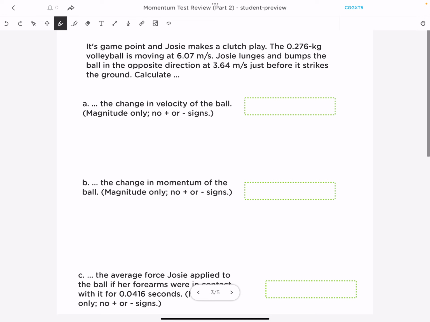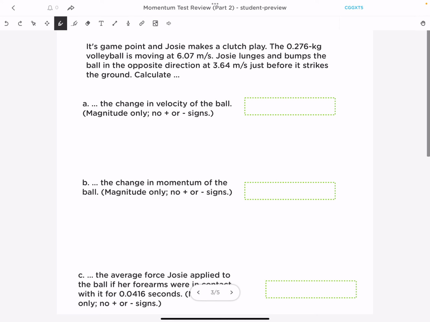So here we have a volleyball game. Josie makes a clutch play. The 0.276 kilogram volleyball is moving at 6.07 meters per second. She lunges and bumps the ball in the opposite direction at 3.64 meters per second, just before it strikes the ground. So you have to calculate the change in velocity of the ball. Magnitude only, no plus or minus signs.